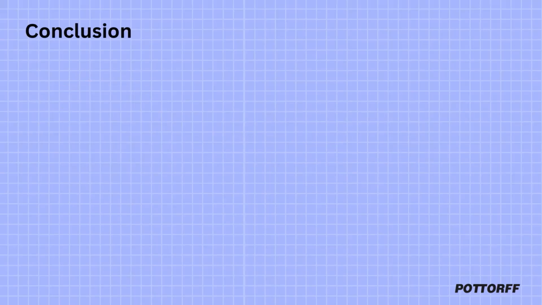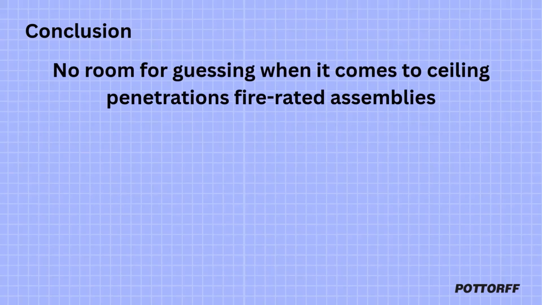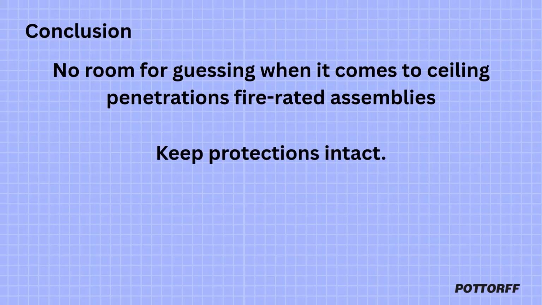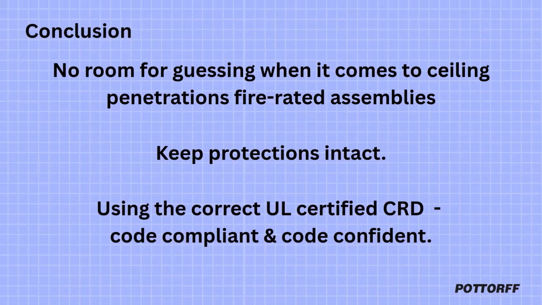So here's the bottom line and the conclusion to this podcast. When it comes to sealing penetrations in fire-rated assemblies, there's no room for guesswork. UL designs like P522 define exactly how these assemblies perform. And using the correct UL 555C certified sealing radiation damper is what keeps the protection intact. That's the difference between code compliant and code confident. When your mechanical design, UL assembly, and damper all align, you're protecting lives, safeguarding property, and ensuring your project passes inspection the first time.